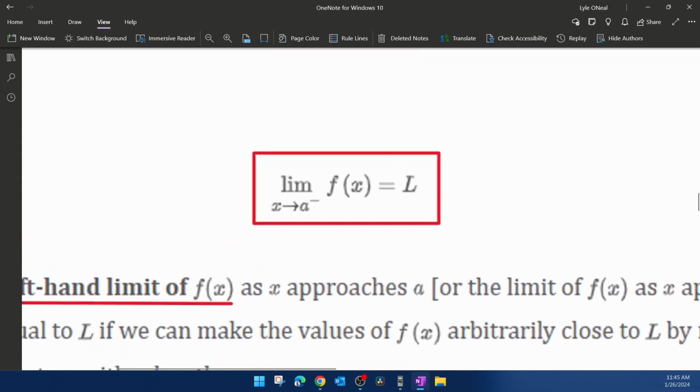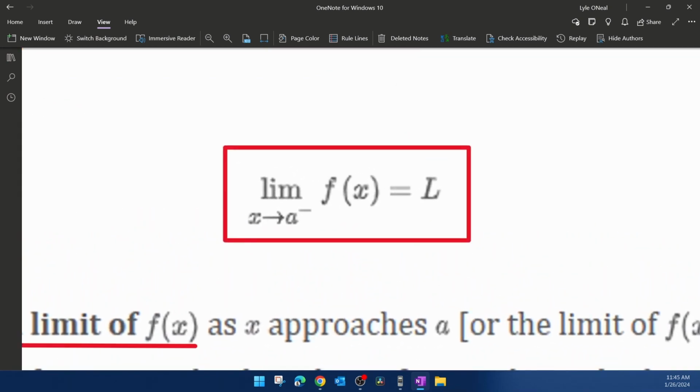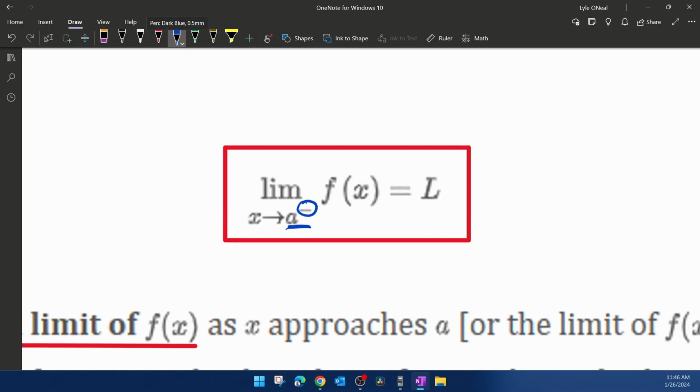If we zoom in on our limit here, I want to illustrate what you're looking for. This sign that looks like a minus on the exponent of a indicates approaching a from the left. So this would be read, the limit of the function as x approaches a from the left is equal to L. And I bet you can guess what happens if this negative is a plus. Yes, it means that we're approaching from the right.